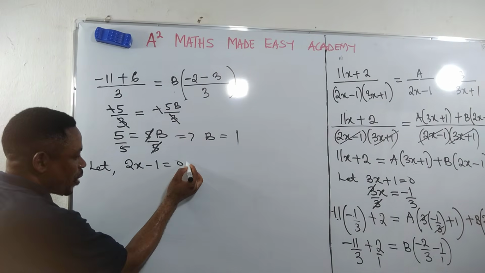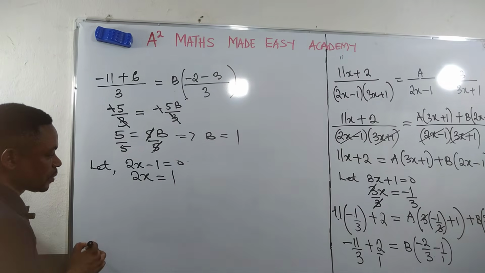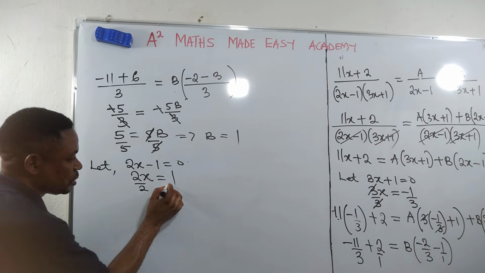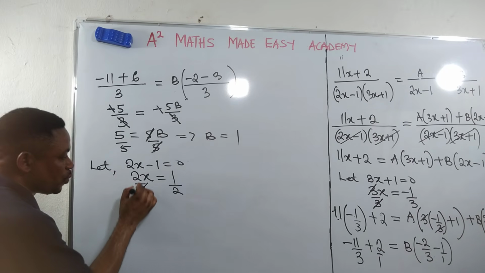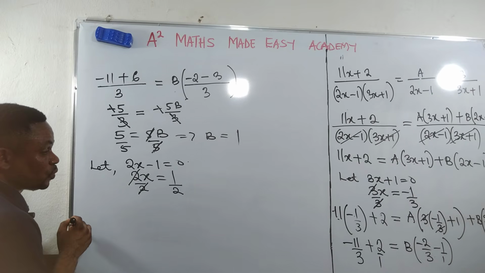I will take minus 1 this way so that I will have 2x is now equal to 1. So divide this by 2. Divide this by what? 2. 2 cancels 2. x is 1 over 2. We go back to the equation again.